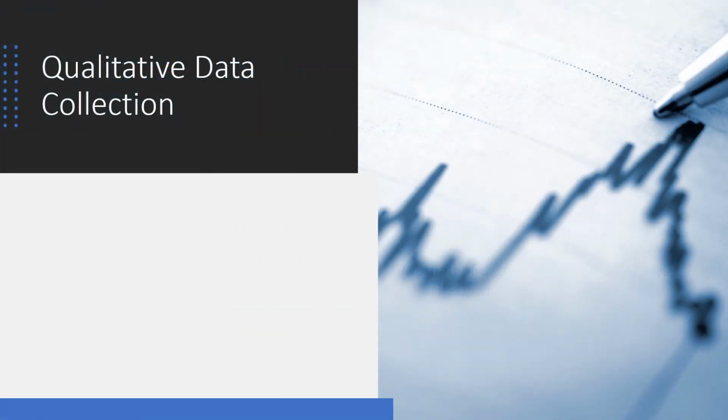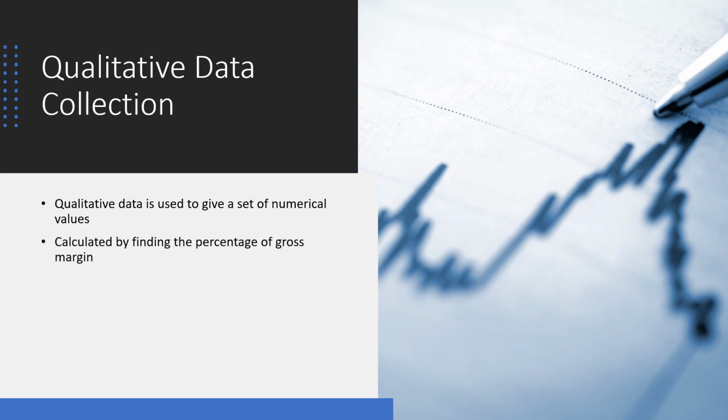So now we're going to talk about qualitative data collection. Qualitative data uses a known set of numerical values such as sales revenue, cost of goods sold, administrative and operating costs. You use these numbers to calculate and find the percentage of your gross margin. That is calculated by subtracting your cost of goods sold from total revenue, then taking that gross profit and dividing by the revenues times 100. This gives you a percentage of your gross margin.